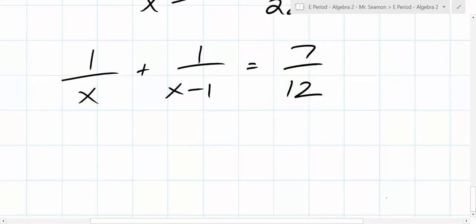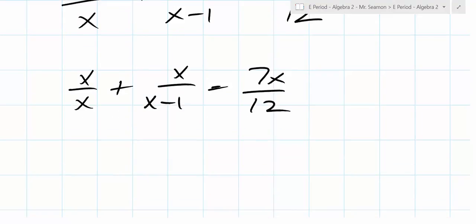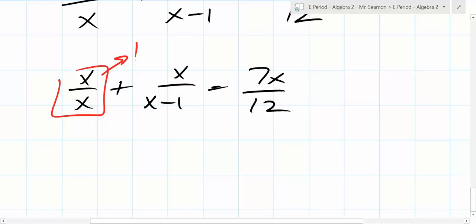On the LCD, you could find the LCD, and then once you get the LCD, add it all together and then multiply. How about I multiply everything by x, and I end up with x over x plus x over x minus 1 equals 7x over 12. What's x over x? That's just 1. Kids, you really got to stop talking and watch. I'm giving you the simplest method possible. Do this, then catch up to that later.